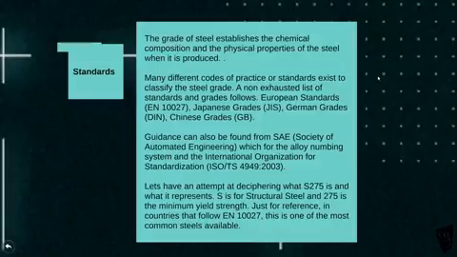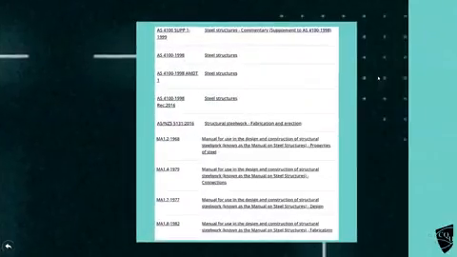You can find guidance to them in the Society of Automotive Engineers, and which alloy numbering system. There's an international organisation for this, the ISO, so that's probably the best place to go. If we try to decipher what an S275 is, well, the S is for structural steel, and the 275 is the minimum yield strength. And for reference, in countries that follow the European standard, the EN, it's one of the most common steels available. There are, of course, other standards.